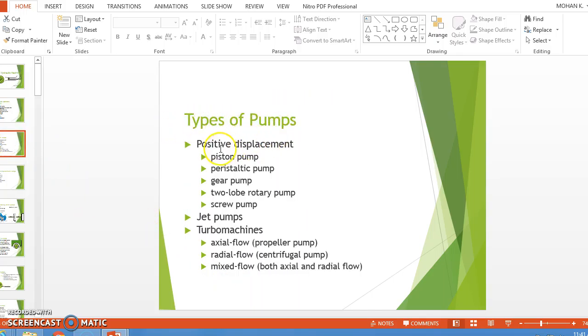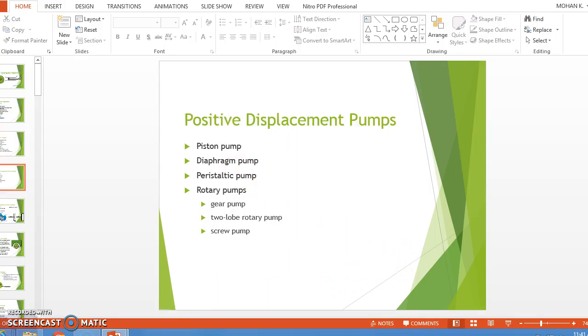Types of pumps. There are three types of pumps. One is the positive displacement pump, the second one is the jet pump, and the third one is the turbo machine. Under positive displacement pumps are the piston, peristaltic pump, gear pump, two lobe rotary pumps, and screw pumps. The second is the jet pump. The third is the turbo machine: axial flow, that is the propeller pump; radial flow, the centrifugal pump; and mixed flow, both axial and radial flow.